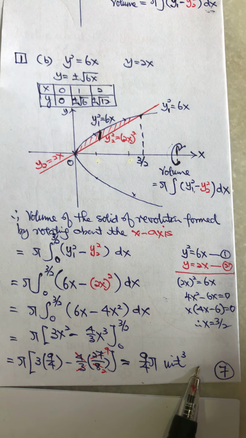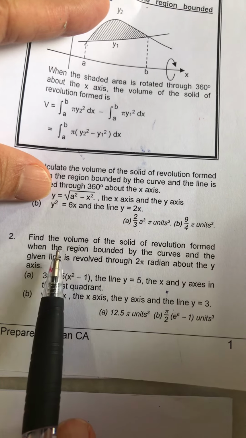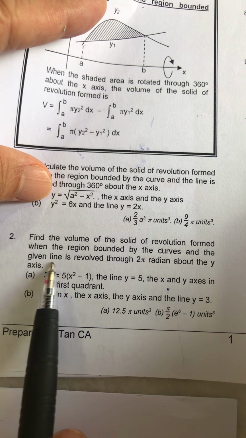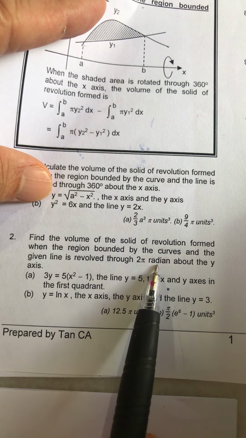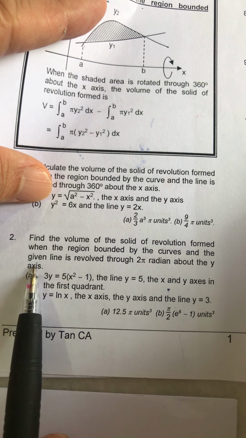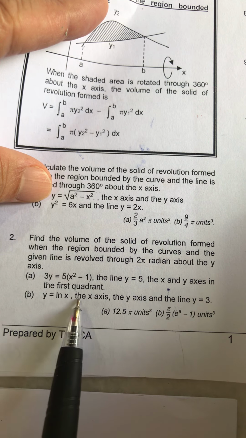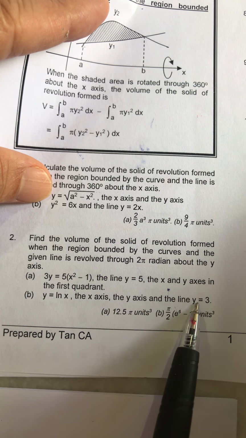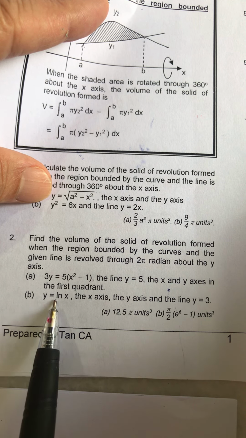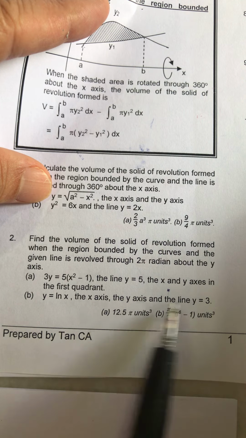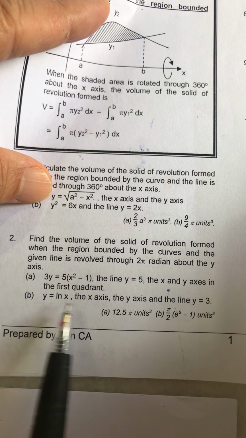Now I give you another example. That is question number 2. Find the volume of the solid of revolution formed when the region bounded by the curve and the given line is revolved through 2 pi radian. It is the same, 2 pi radian, but now it is the y-axis, not the x-axis. I give you this one again. So y equal to ln x, the x-axis, the y-axis, and y equal to 3. So the region is bounded by 1 curve and 3 straight lines. So the curve is y equal to ln x, the x-axis, the y-axis, and y equal to 3.